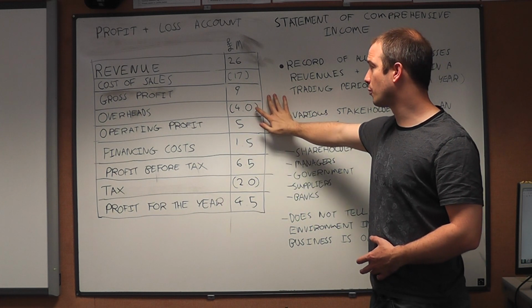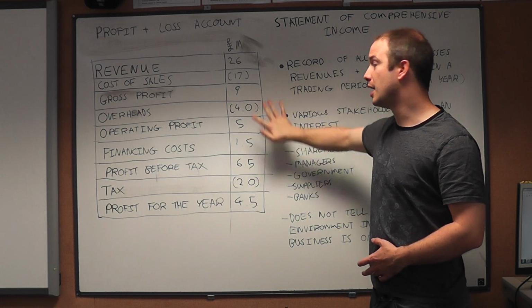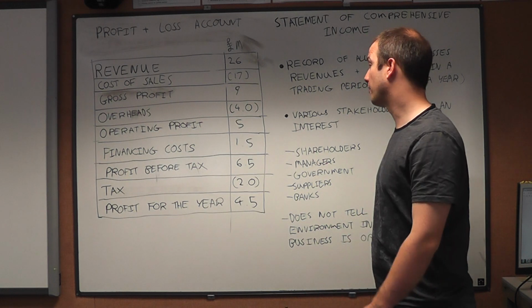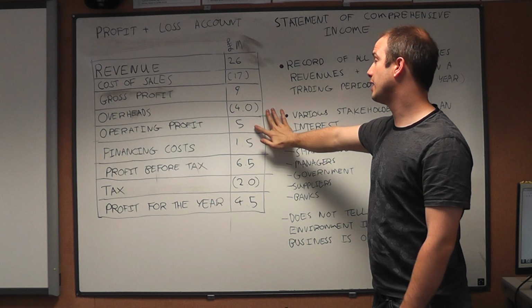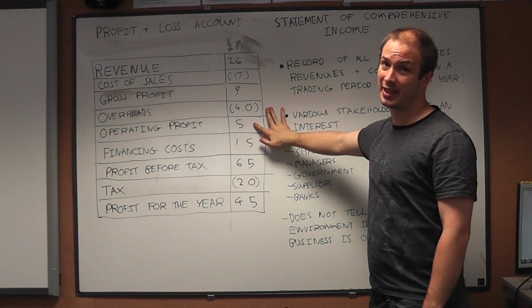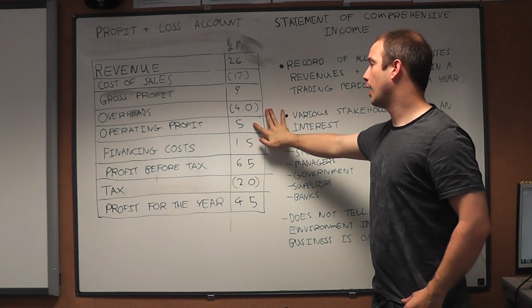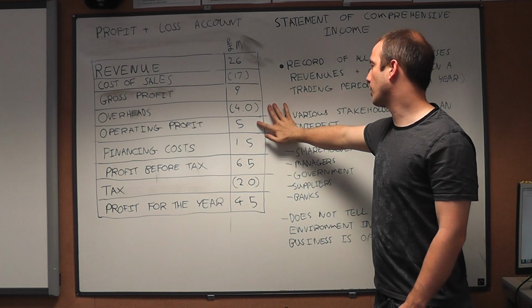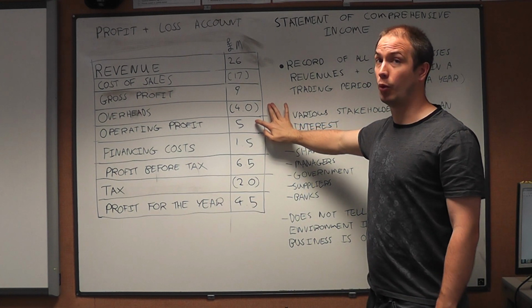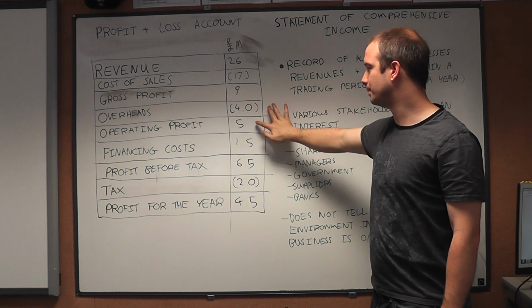And then if you take away your overheads from your gross profit, you get our second type of profit, which is the operating profit. Now the operating profit is really important for our return on capital employed, which is the primary ratio which most businesses are measured by. So that's really important to consider.